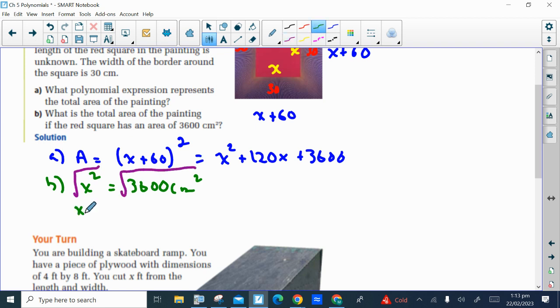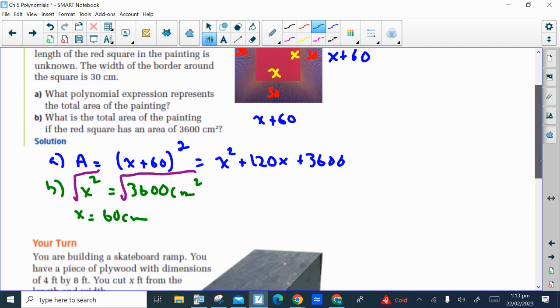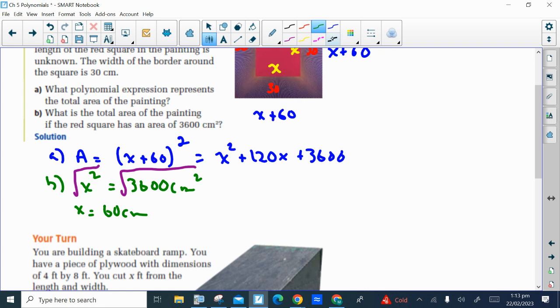So the square root of x squared is x. On the right side, the square root of 3,600 is 60 centimeters. So that is what x is. We want to know what the entire area of the painting is. So that painting is a base of x plus 60 and a height of x plus 60. But now we found that x is also 60.